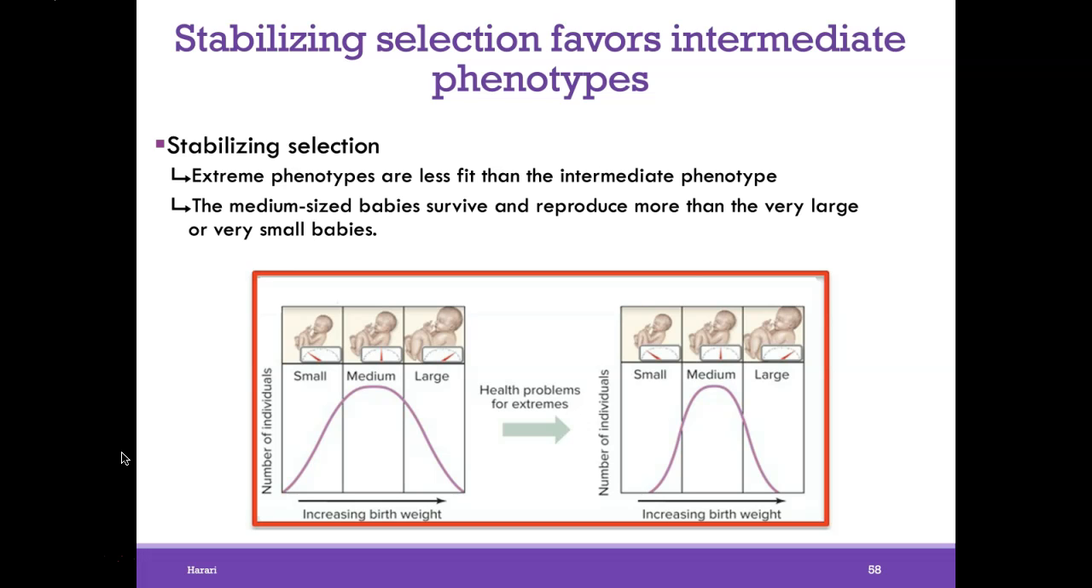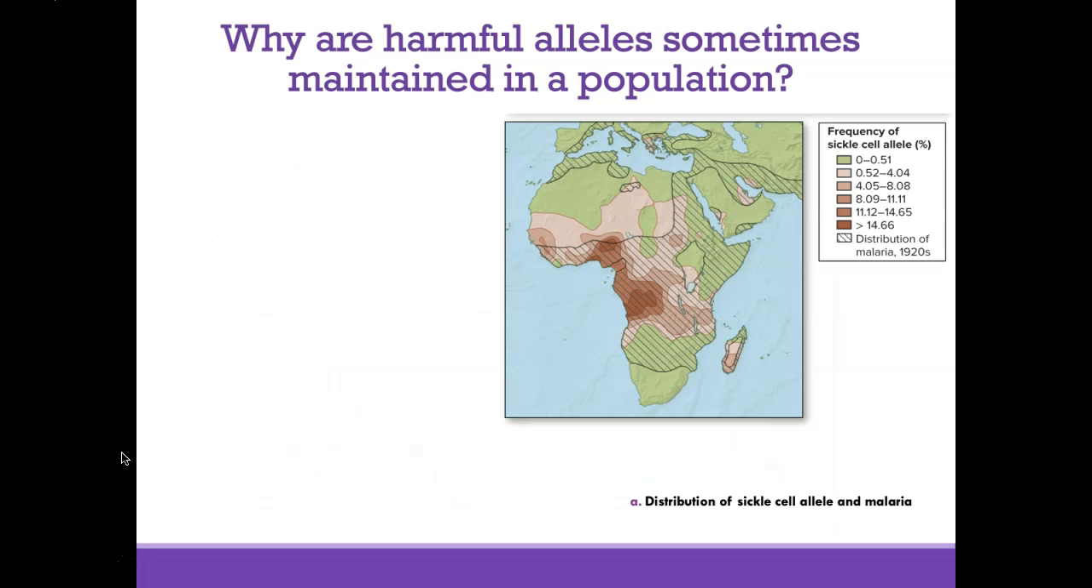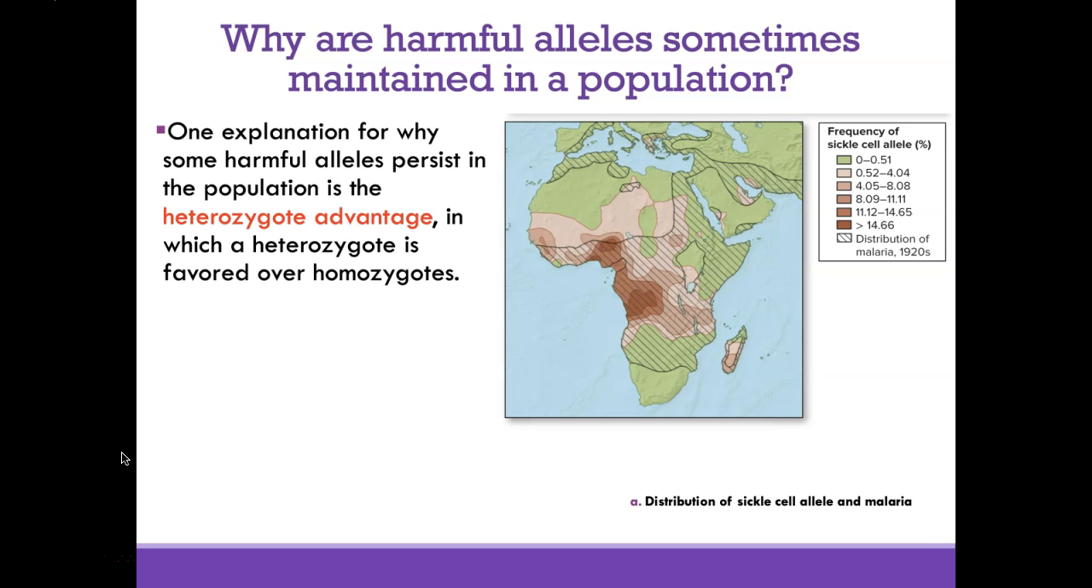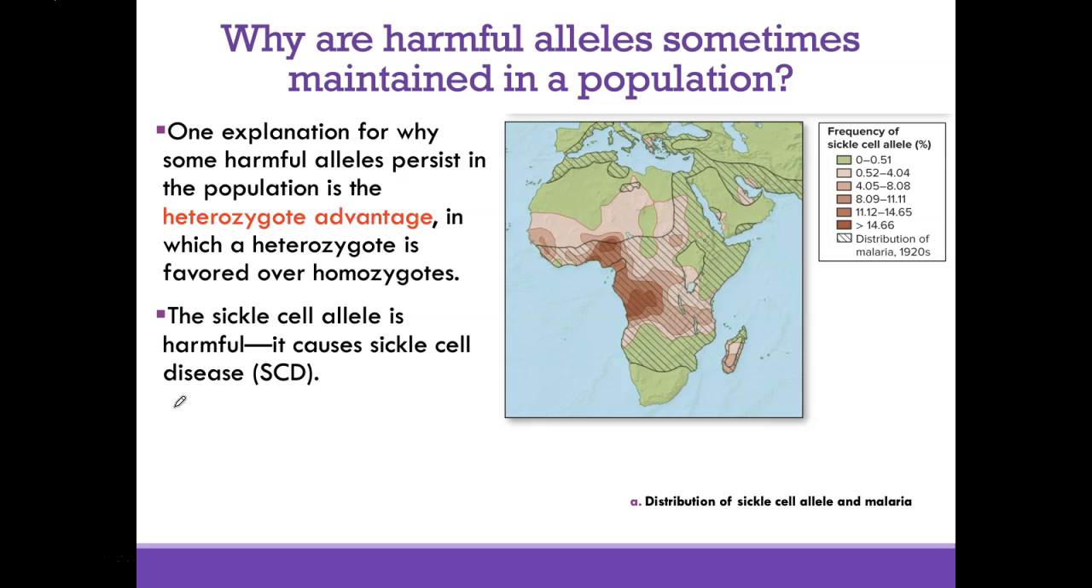present in a population. One way that some harmful alleles can persist in a population is due to the heterozygote advantage, in which a heterozygote is favored over either homozygote. And a very good example of the heterozygote advantage is sickle cell disease in humans. So we know that the sickle cell allele is harmful. It causes sickle cell disease, which can be pleiotropic.